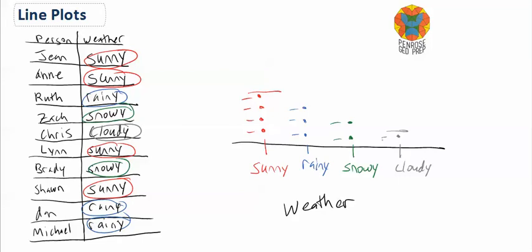We can do this much easier, once again, in this line plot than we could just looking at this table. So the line plot is a great way to compare the numbers in each category.